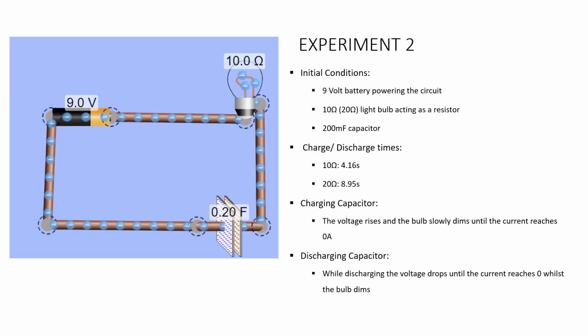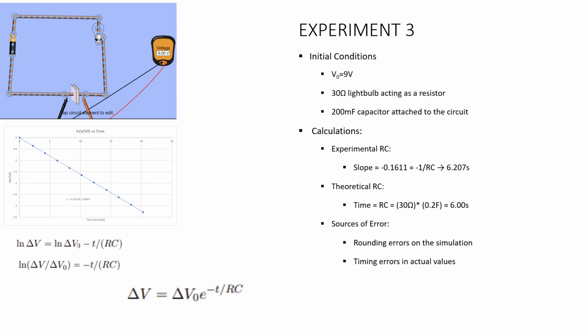Now, for experiment number 2, we're going to instead have the 9 volt battery connected to a light bulb and a 200 microfarad capacitor, and essentially we just looked at the discharge times. The discharge time for the 20 ohm was twice that of the 10 ohm. As it was charging, the voltage would rise and the bulb would slowly dim, and when it was discharging, the voltage would drop and, while the bulb also dims, the current will also inevitably end up at 0 both times.